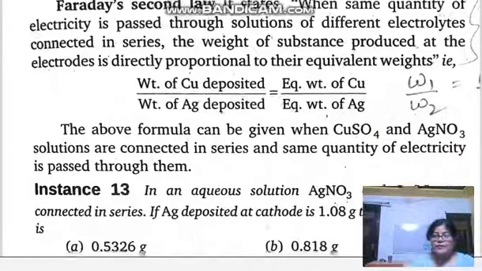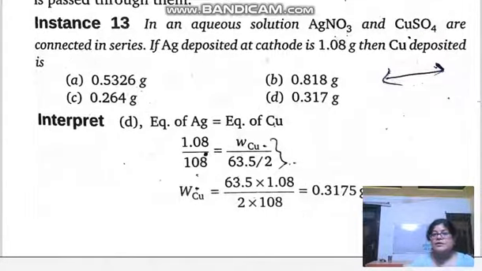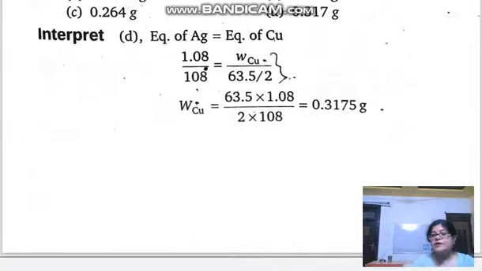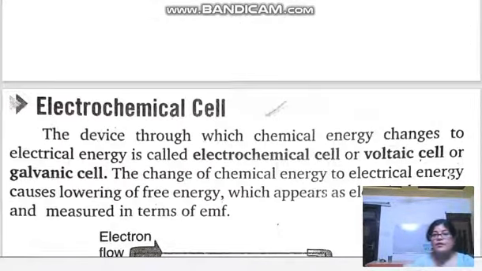Okay, clear? Now we have a numerical here also. There are two, AgNO3 and CuSO4. If silver deposited is 1.08 and we have to find the copper, we simply use this, but here we put in the equivalent weight. So the equivalent weight of copper is 63.5 by 2. Okay, we have to divide by 2. So from here we put in all these values and find the answer.